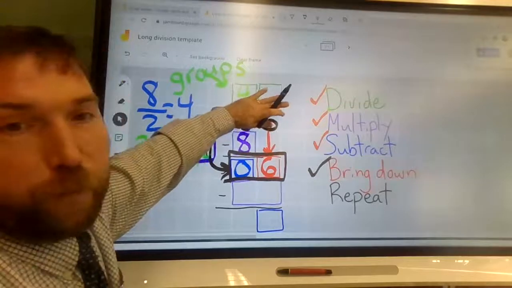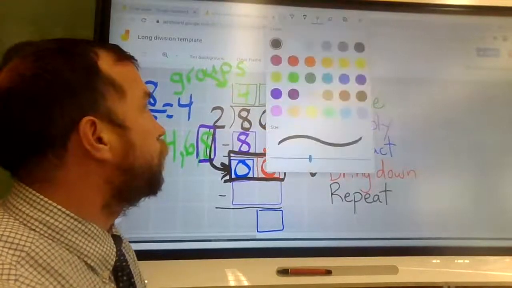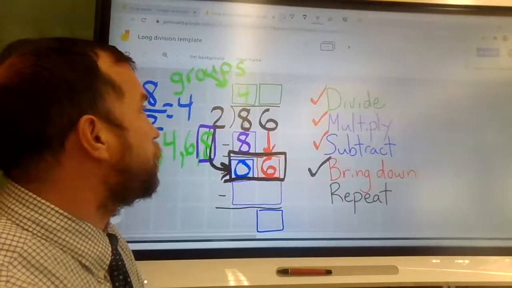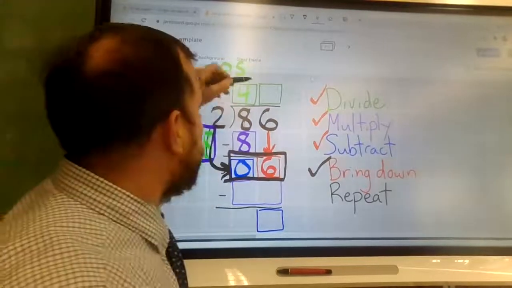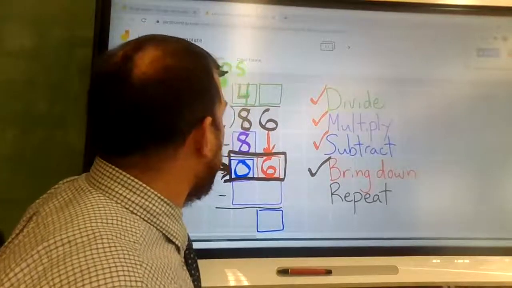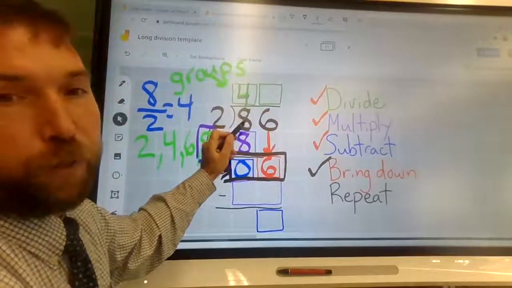Everything up here doesn't really matter anymore. I'm trying to find my next set of groups. I'm going to try the darker green and see if that helps. Because it's a little hard to see, this was a 4. That was when it went into 8. How many groups could we make with 8?